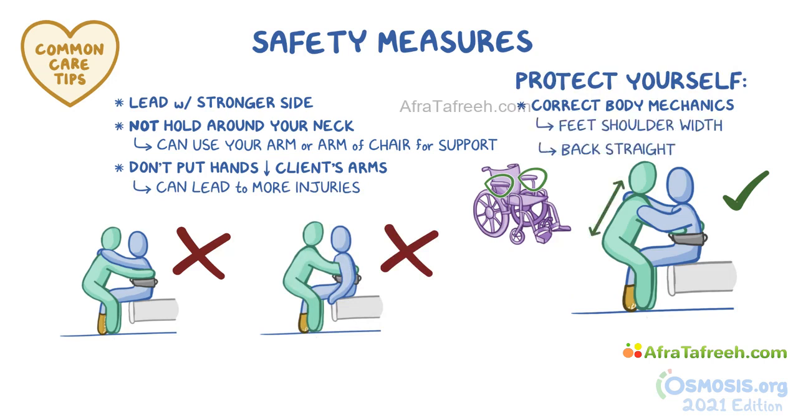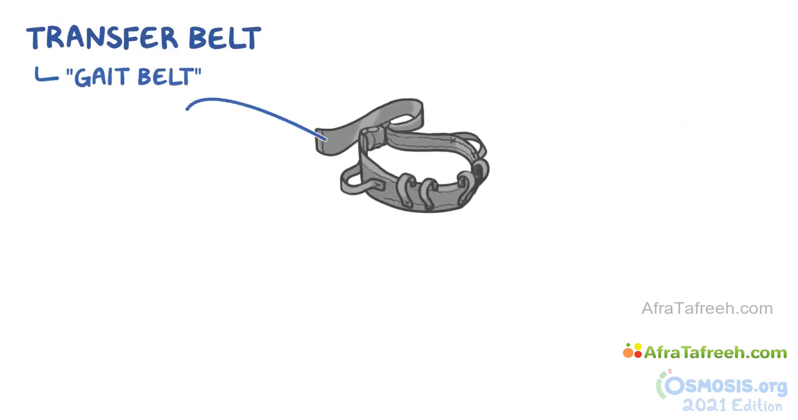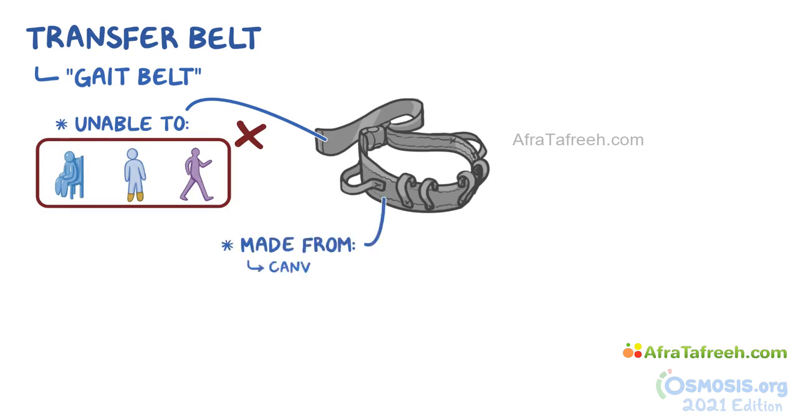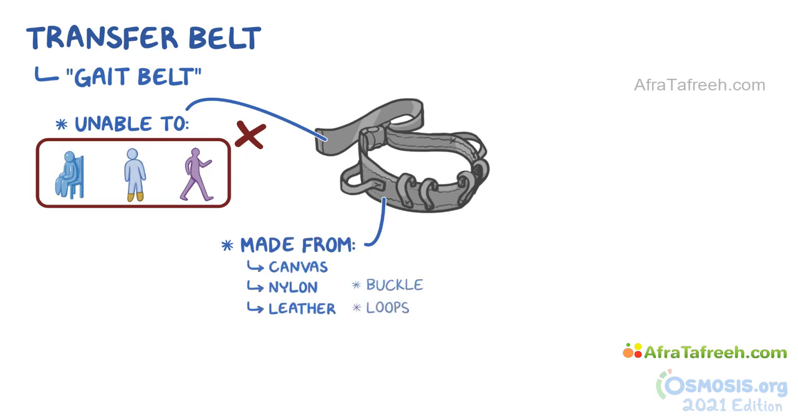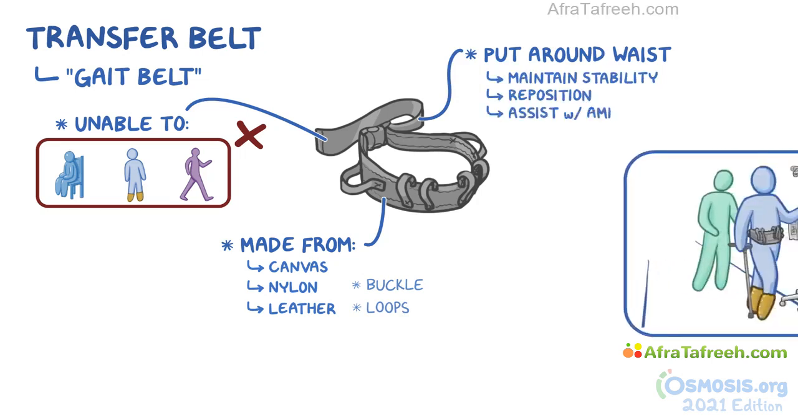Now, let's focus on a transfer belt, also called a gait belt. When your client is unable to sit, stand up, or walk, you can use a transfer belt to make the whole process easier and safer. When used to help a person walk, this belt is usually made from canvas, nylon, or leather with a buckle at the end. Some belts also have loops that the caregiver can hold on to. The transfer belt is put around the client's waist, and it can be used to maintain the stability of the client, reposition individuals in chairs and wheelchairs, and assist with ambulation.